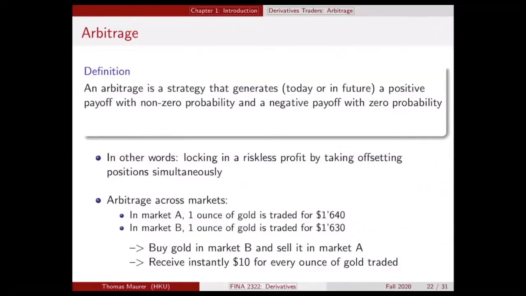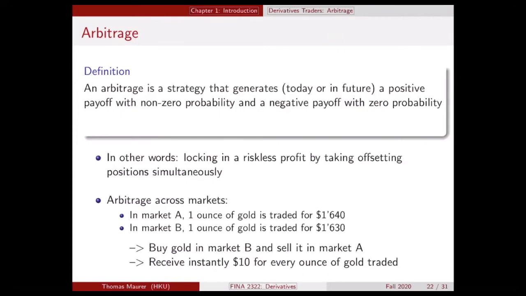These are the arbitrageurs. And let's start with the definition of an arbitrage strategy. An arbitrage is a strategy that generates today or in the future a positive payoff, meaning you receive money with some non-zero probability, and for sure you're never going to have a liability, or for sure you're never going to have to pay anything or have a negative payoff. So in other words, what does it mean? It means you get money for free.